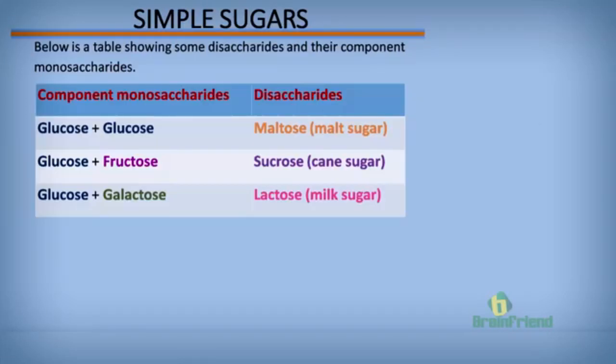So here we have a table showing disaccharides and their components, monosaccharides. 2 molecules of glucose will give us maltose. A molecule of glucose and fructose would give us sucrose. And a molecule of glucose and galactose will give us lactose.